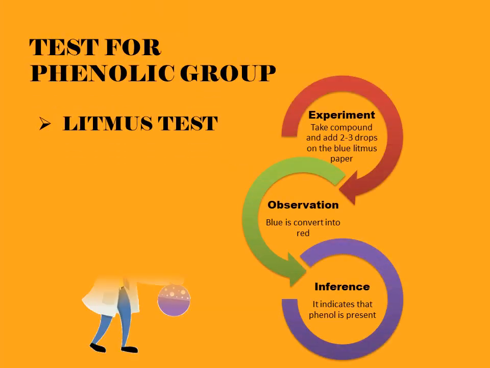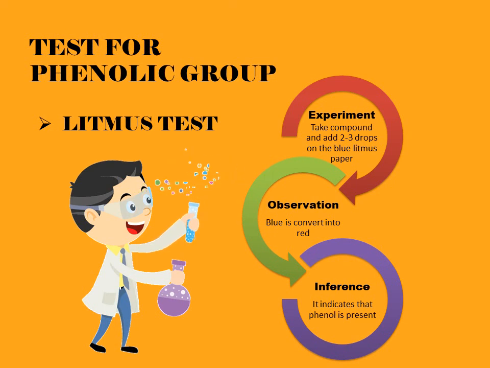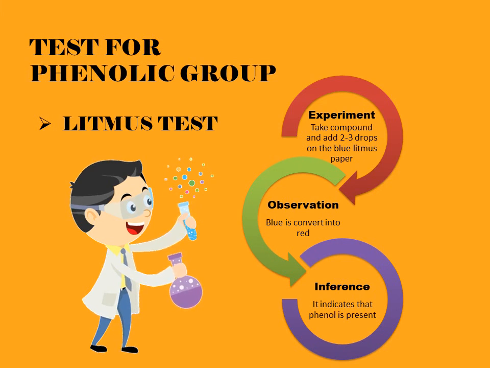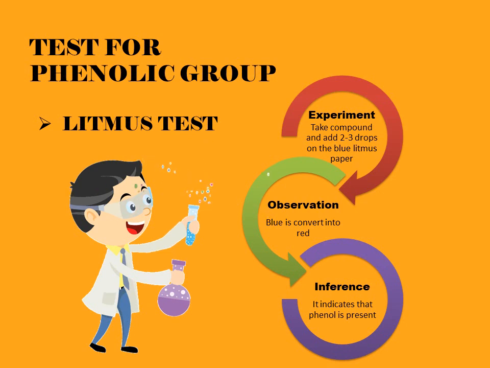Test for phenolic group. The first test for the phenolic group is the litmus test. Take the compound and add 2 to 3 drops on the blue litmus paper. If the color changes to red, phenolic group may be present.